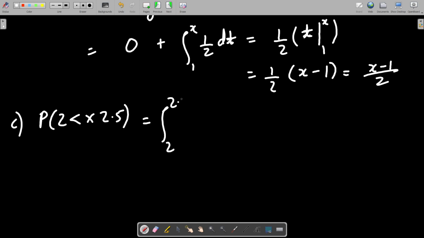So 2 to 2.5. So this will become integral 2 to 2.5 half dt.